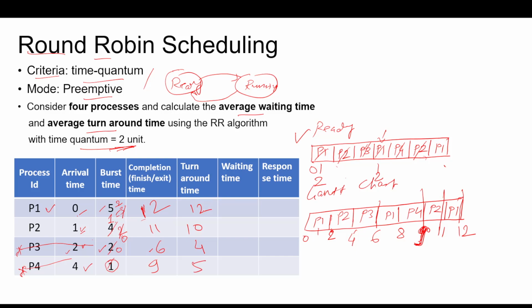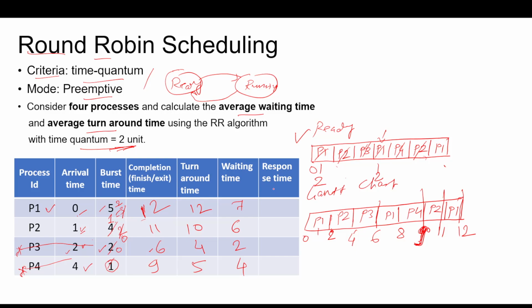Waiting time is nothing but the turnaround time minus burst time. So turnaround time is 12 minus 5, so 7. 10 minus 4, 6. 4 minus 2, 2. 5 minus 1, that is 4. So that is our waiting time.